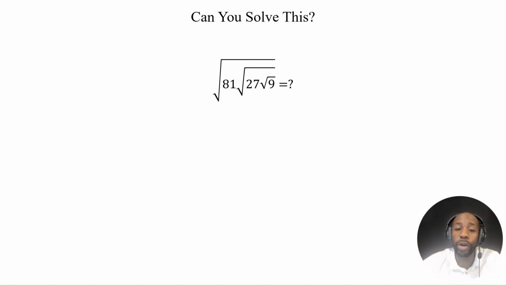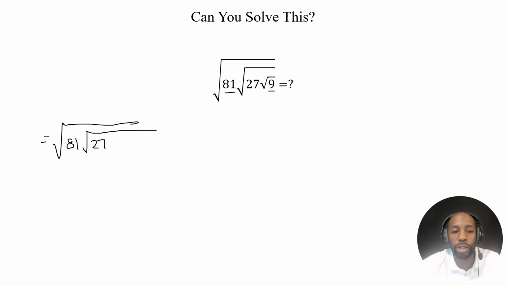So let's work from the inside out. Now, I will say you can actually go ahead and take the square root of a couple of these, but I'm just going to opt to not worry about that right now. I'm just going to do it from the inside out. So this is the square root of 81 times the square root of 27.